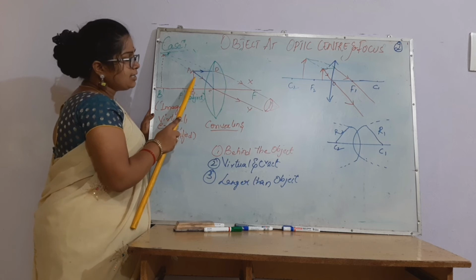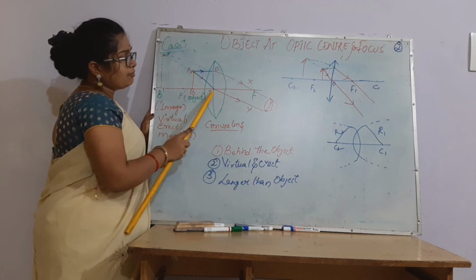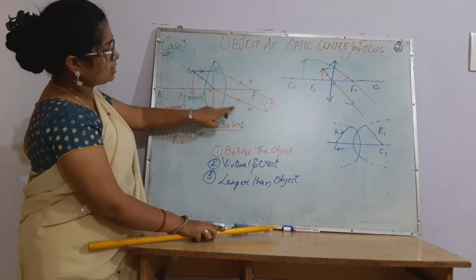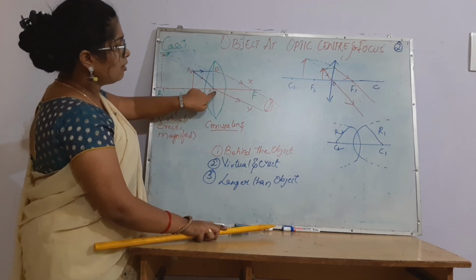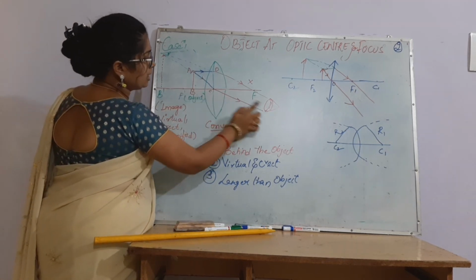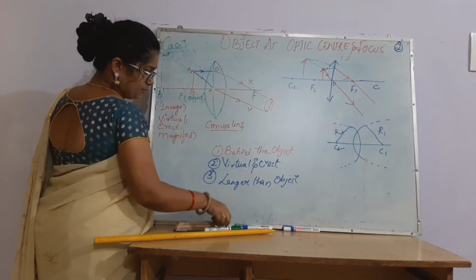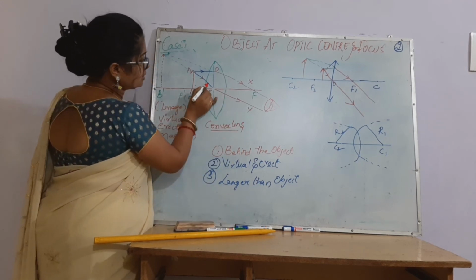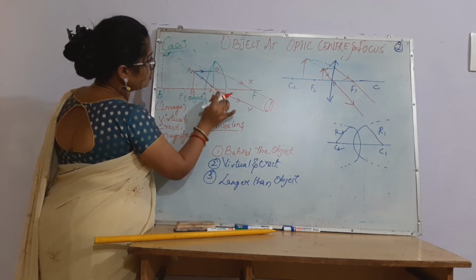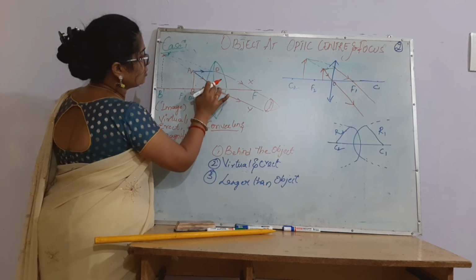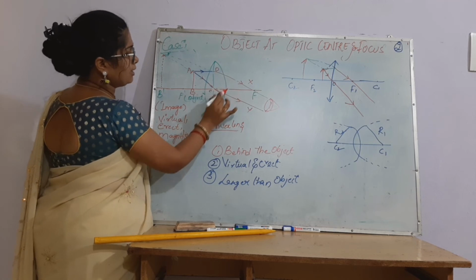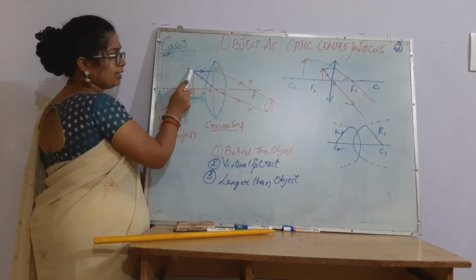And the next case is when the ray passes through the center of curvature: it does not bend, it goes straight. I will not show you the refraction here. It should not bend at all. The straight way it has to go. This is the incident ray, and this is the refracted ray. With the red color I have marked the refracted ray. It does not bend, it goes straight.